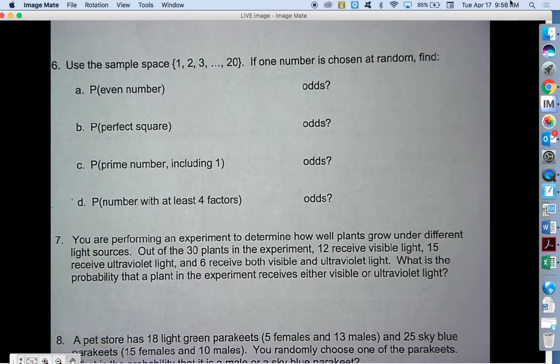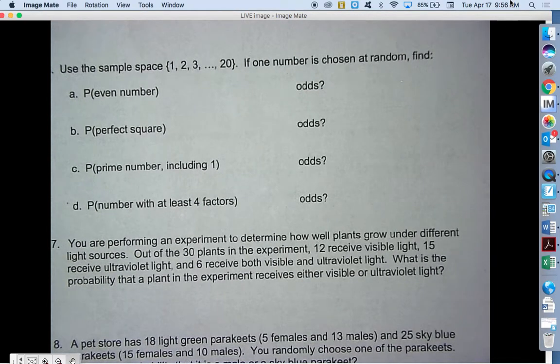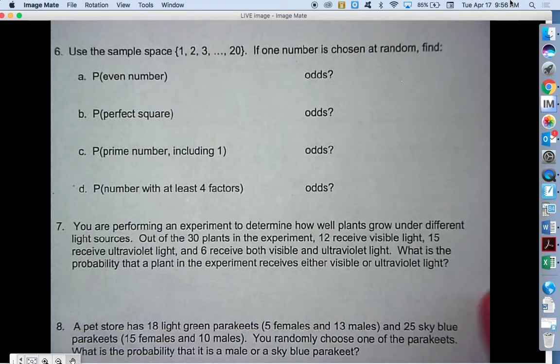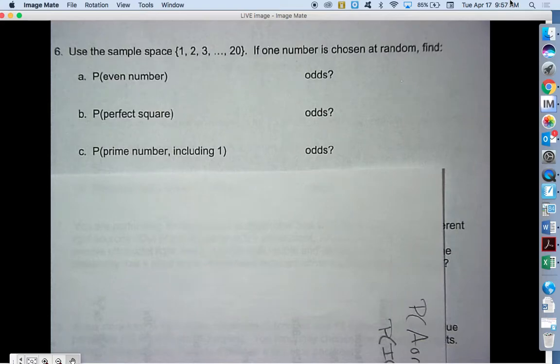So in number 6 it says use the sample space from 1 through 20. So think of like that you have a set of 20 golf balls, and those 20 golf balls are labeled from 1 through 20. So our goal is to pick a golf ball out of a bucket or out of a bag. And part C says prime number, including 1. So we need to think of all of the prime numbers from the values of 1 through 20.